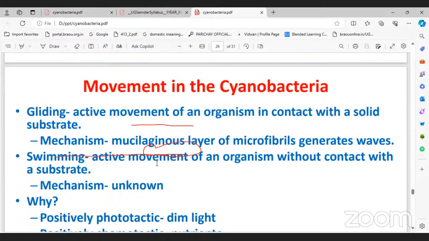Next, swimming, the active movement of an organism without contact with the substrate. In gliding movement, it is with the solid substrate. But in swimming, without contact with the substrate, we can swim in water. That's it.